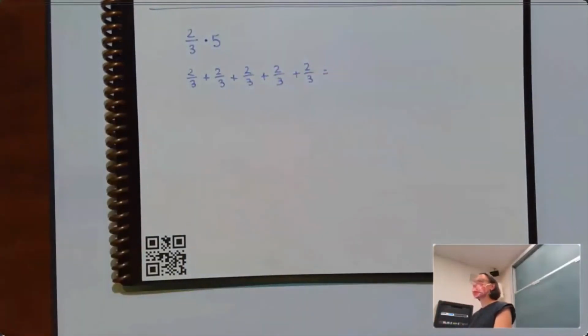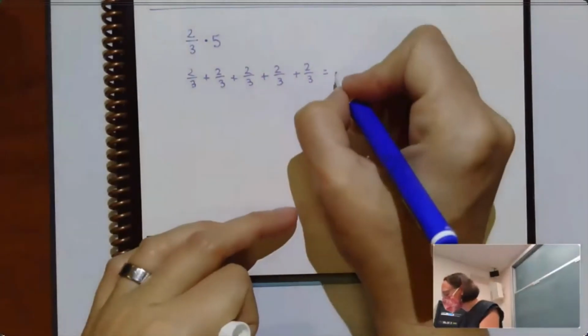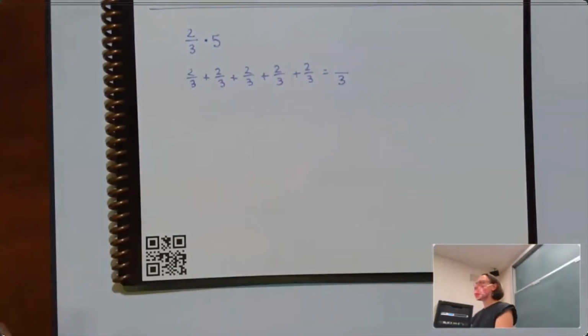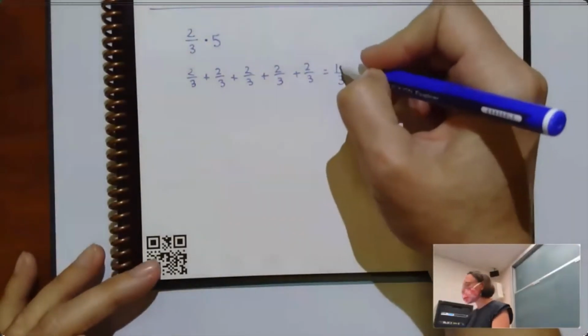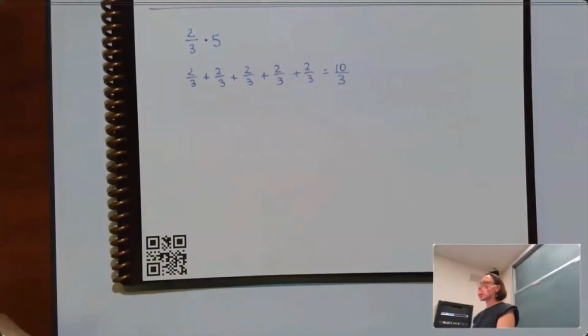The denominator is the size of the piece. I'm not shrinking or growing the pieces. The size of the piece is thirds. And I have a total of 10 of them. Visually, I don't expect anyone to write that out. That's a waste of time. I'm doing it to illustrate a point.